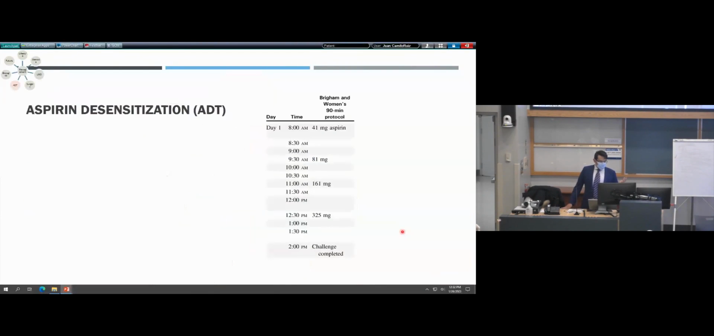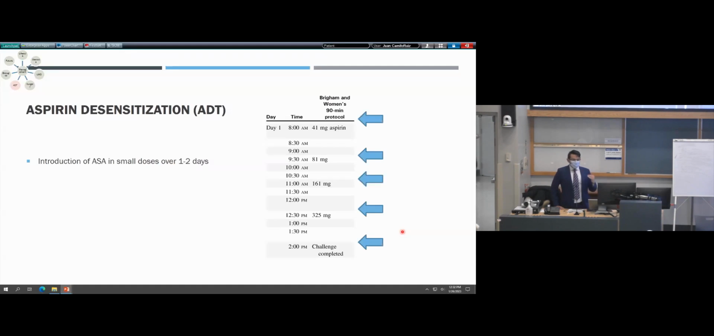Now, let's talk about aspirin desensitization. Usually the way it works is we start with small amounts of aspirin every 90 minutes or every 3 hours. I usually use the 90-minute protocol. And we do a spirometry after each dose. You'll be surprised about the lack of awareness of patients and their FEV1. Sometimes they could drop by 30% and they're still talking to you. So you want to make sure that you check the FEV1 before the next dose.